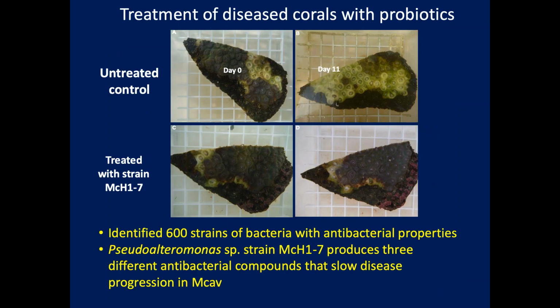Through this same effort, researchers have also identified 600 different strains of bacteria within coral tissue that has been taken from healthy corals that appear to produce compounds that kill other bacteria. There's been one strain in particular that's been identified in large cup star coral, or Monastrea cavernosa, that's been found to produce 3 different compounds, which when incubated with diseased corals, has been shown to arrest or slow the disease progression.